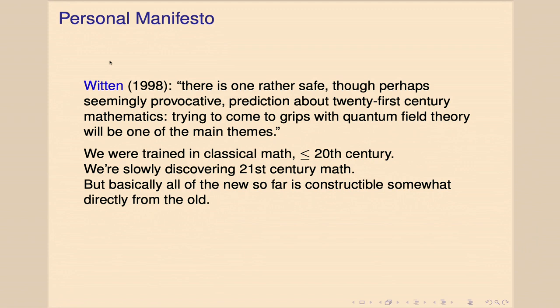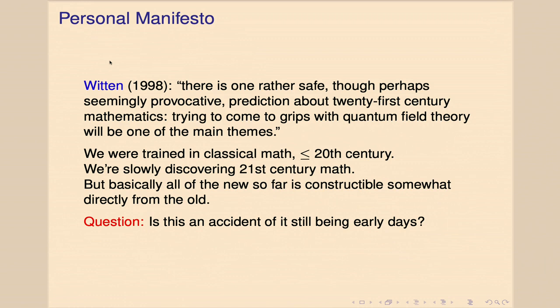Now the problem is, I'm looking at everything through that critical eye. I want to see a revolution. I want to see new concepts coming in, like really new concepts coming in. And it's hard to see that yet. There are great, exciting things. It's the golden time of mathematics. But is this an accident of it still being the early days? That's the question that I'm going to address in the first part of my talk today.